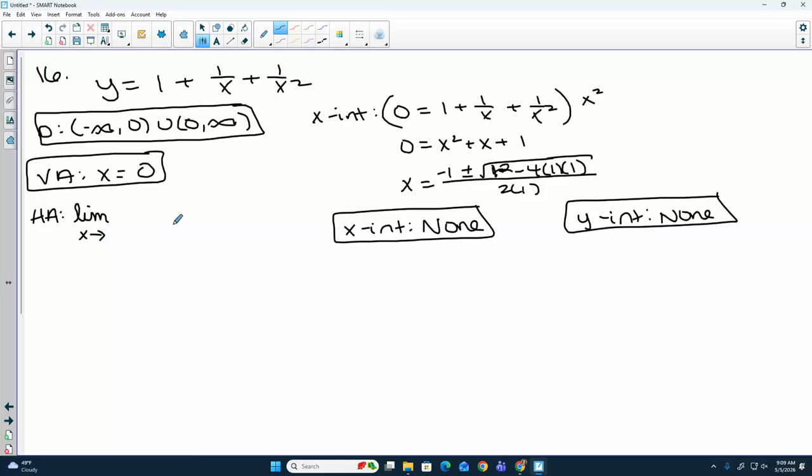So we're looking for our horizontal asymptote, and we had to do the limit as we approach positive and negative infinity. We said most of the time these are the same. It's when you have radicals that you need to worry about them not being the same. If I do that, 1 over infinity goes to 0, so this whole thing goes to 1. So our horizontal is y equals 1.